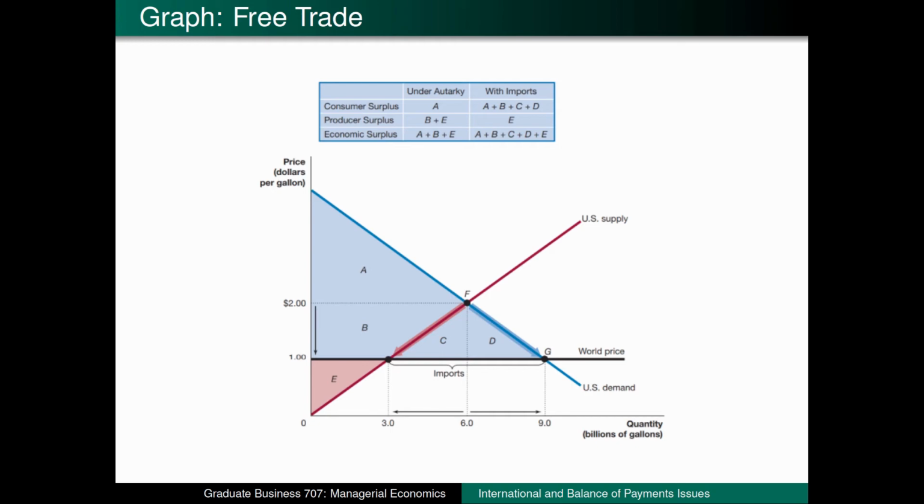What's the net effect on the American economy as a whole? Well, we mentioned before that economic surplus under autarky is the area between the demand curve and the supply curve. Now you can see that economic surplus is not only A, B, and E, but now also includes the areas labeled as C and D. Thus, economic surplus is higher under free trade, suggesting that the economy as a whole is better off under free trade compared to autarky. The punchline here is that free trade is good for the economy in the sense that lower prices really help consumers, even though it's to the detriment of American producers.